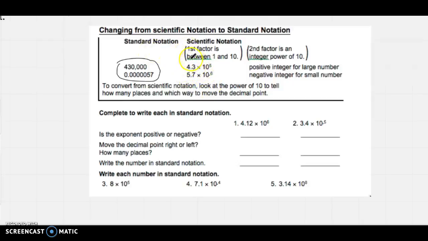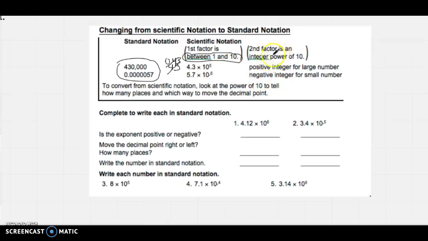The key in scientific notation, two things. First factor, this first number here, has to be between 1 and 10. You might want to highlight that. Between 1 and 10. 4.3, between 1 and 10. 43, not between 1 and 10. It can't be the first factor. 0.43, not between 1 and 10, can't be the first factor. It has to be between 1 and 10.